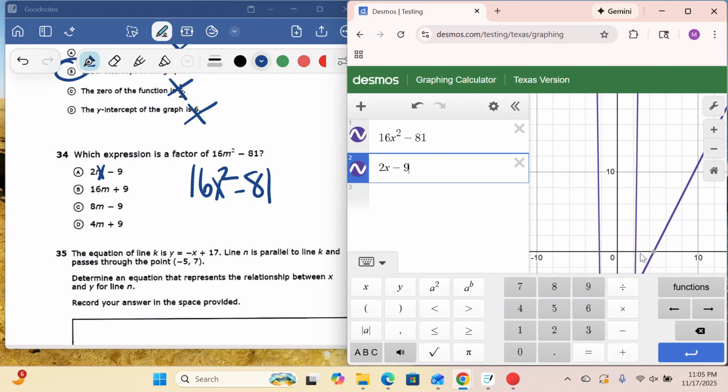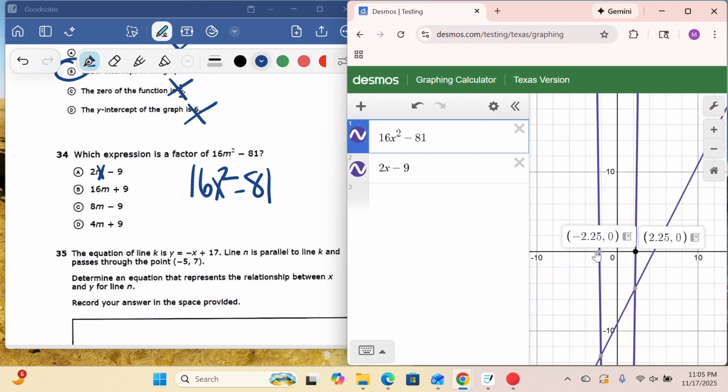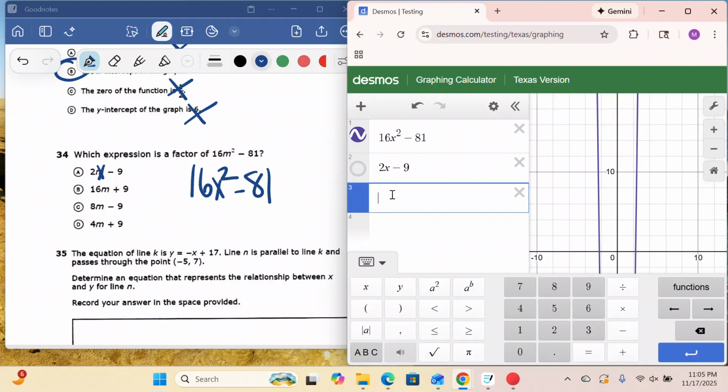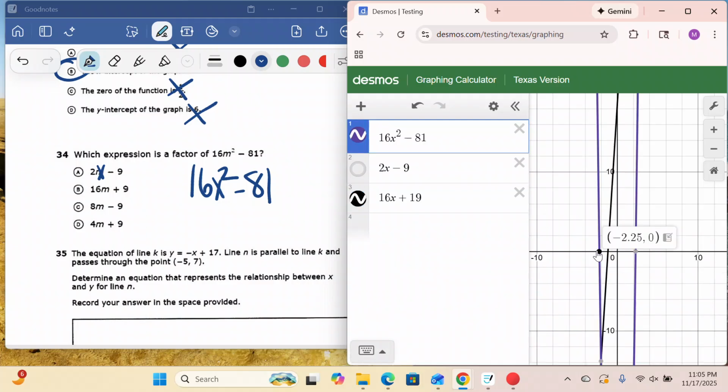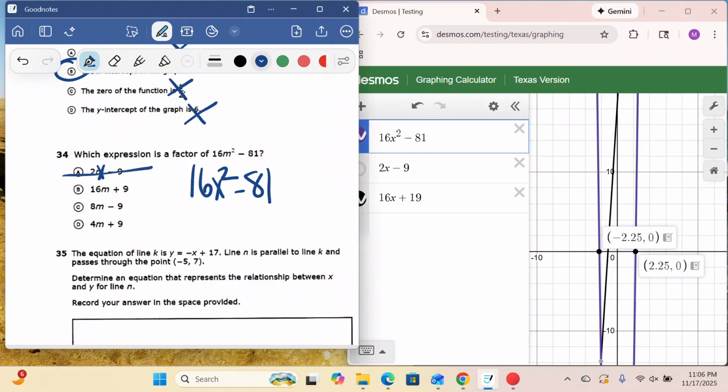No, it doesn't. Here's my x-intercept 1. There's my x-intercept 2. This one does not go. I'm going to try my next one. Instead of writing 16m, I'm going to write 16x squared, positive 19. And there it is. Doesn't go through either one of my x-intercepts. This one is wrong. So I'm going to go ahead and input my third one.